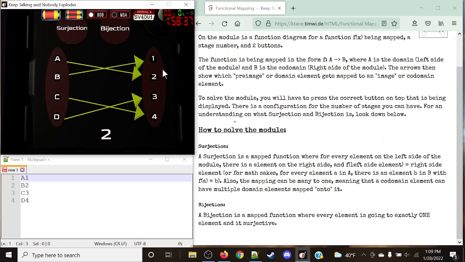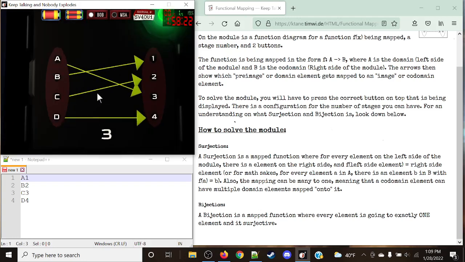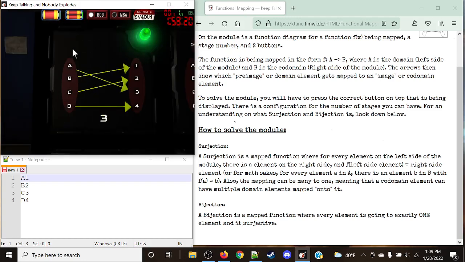Likewise, with this example, this is a bijection because we have Bravo goes to 1, Alpha goes to 2, Charlie goes to 4, and Delta goes to 3. Note that none of these ending points over here on the right side share more than one starting point. So this is going to be a bijection, and all you need to do is two button presses to solve this module.